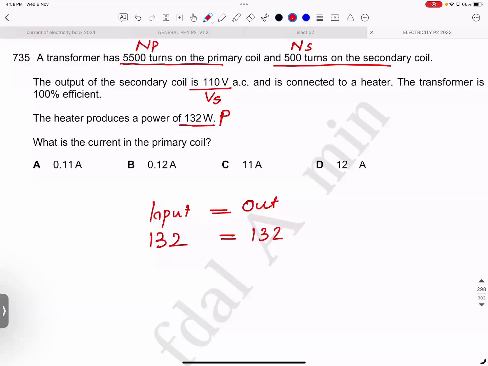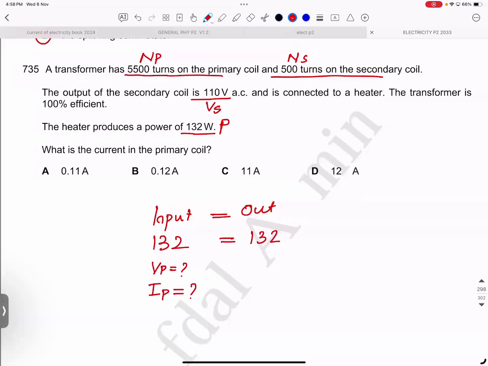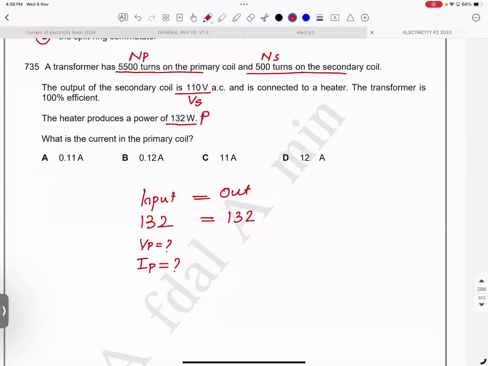So the input means the primary voltage and current. Do we have the primary voltage? No. Primary current? No. So there is a problem, and we need to find the primary voltage first. You know the ratio of voltages: Vp over Vs equals Np over Ns. The secondary voltage is 110. Primary turns are 5500 over 500.